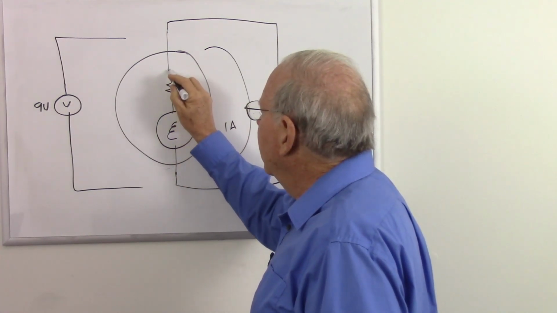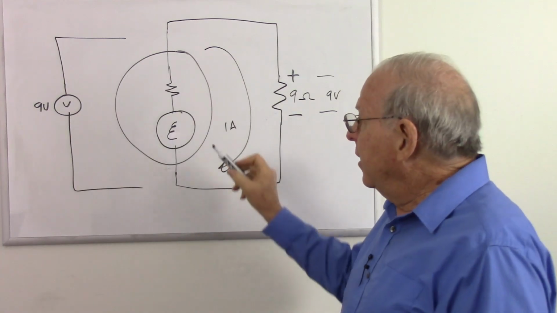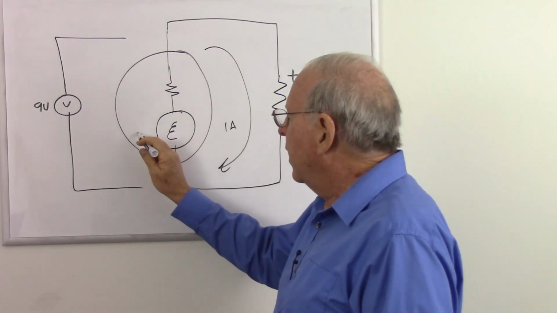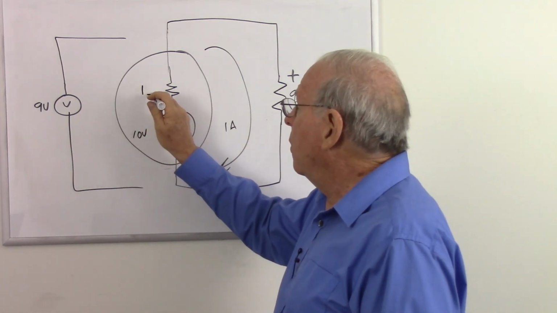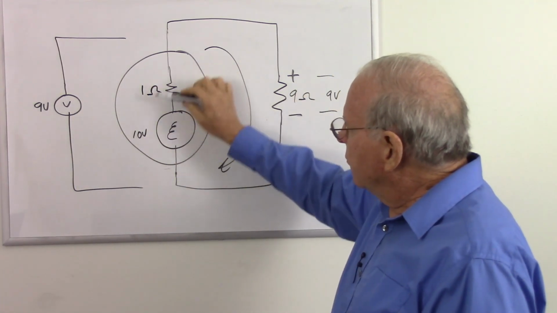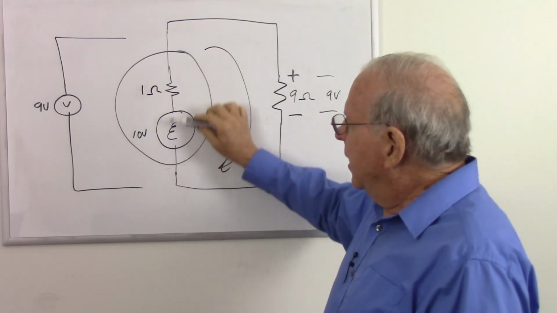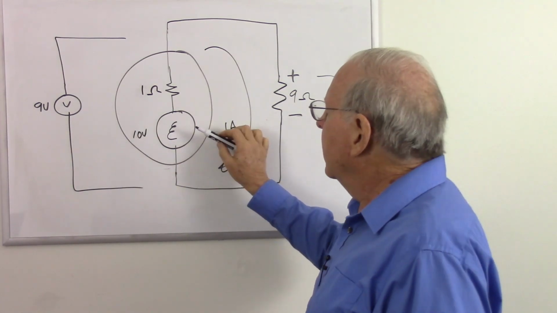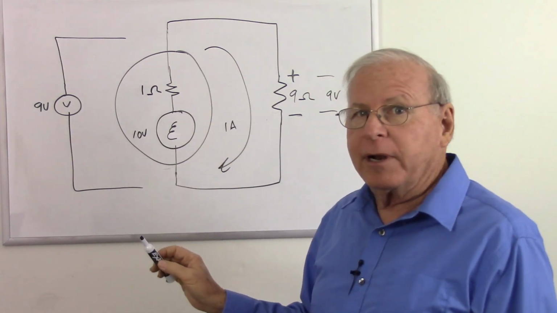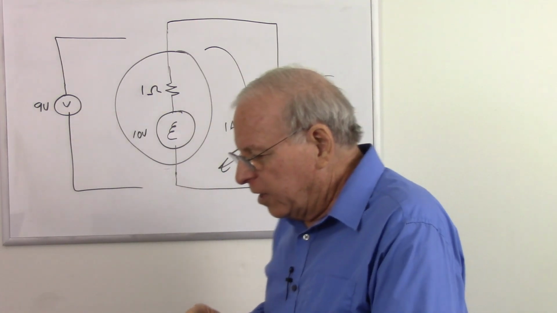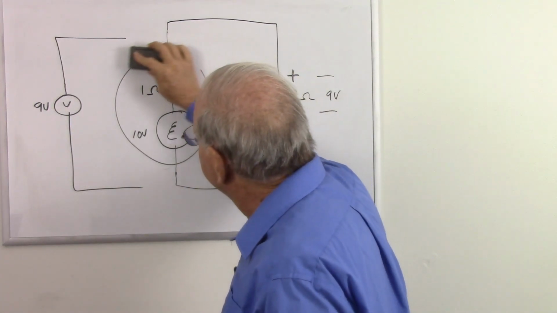It should be a source of EMF in series with a resistor. So now we've got 10 volts of EMF, 1 ohm of resistance, and there's our proper model of a battery. And where does this EMF go? As long as these resistors are in series with each other, and this is in series with everybody else, it doesn't really matter. So we did have this.